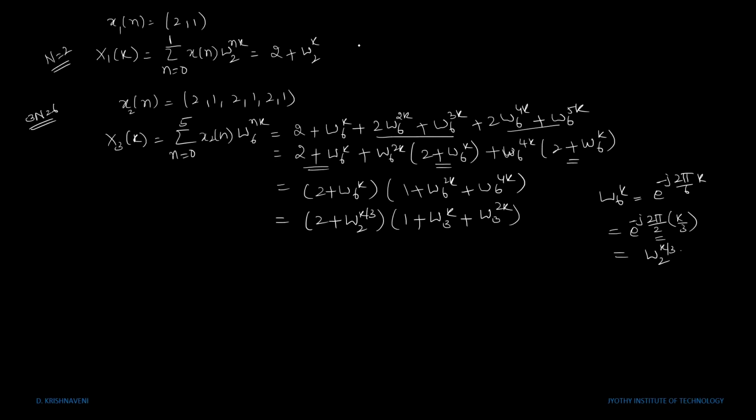Now X_1 of k is this much. That means X_1 of k by 3 is how much? In place of k we are replacing k by 3. So this will be 2 plus W_2 to the power of k by 3. So 2 plus W_2 to the power of k by 3 is X_1 of k by 3 into 1 plus W_3 to the power of k plus W_3 to the power of 2k. So we have verified the result.